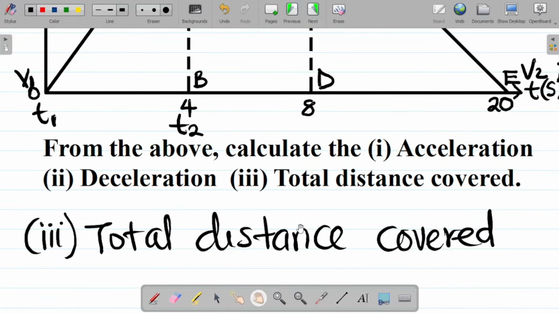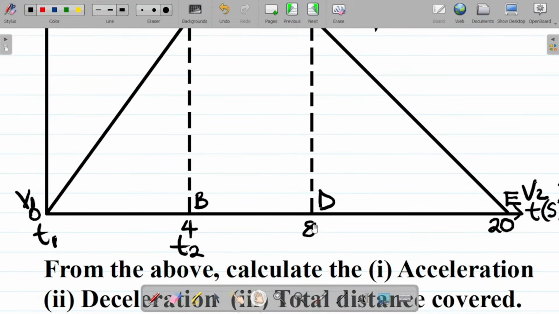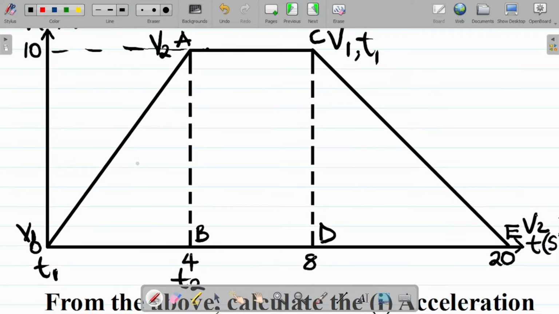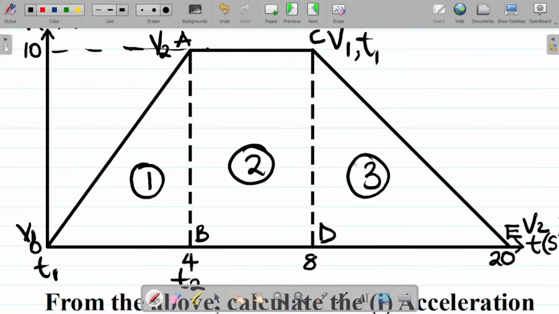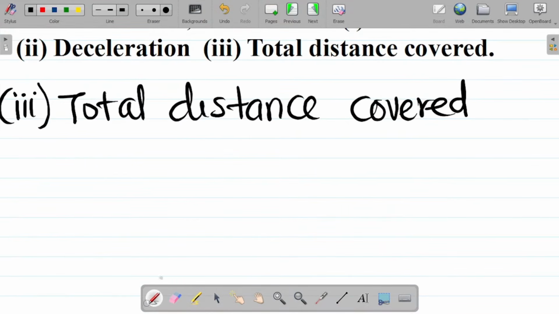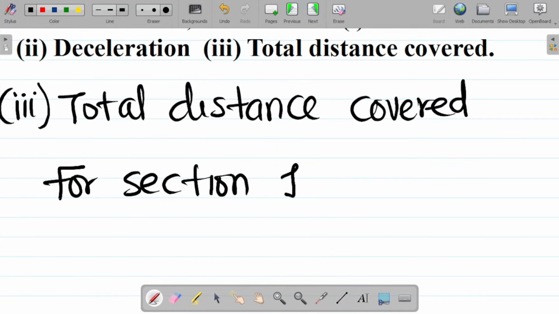Now to get the total distance covered, you have to segment this into different segments. The segments will simply be the different shapes. This becomes segment 1, this becomes segment 2, and this becomes segment 3. Or you can call it part 1, part 2, and part 3 of this diagram. Usually you have different basic shapes.